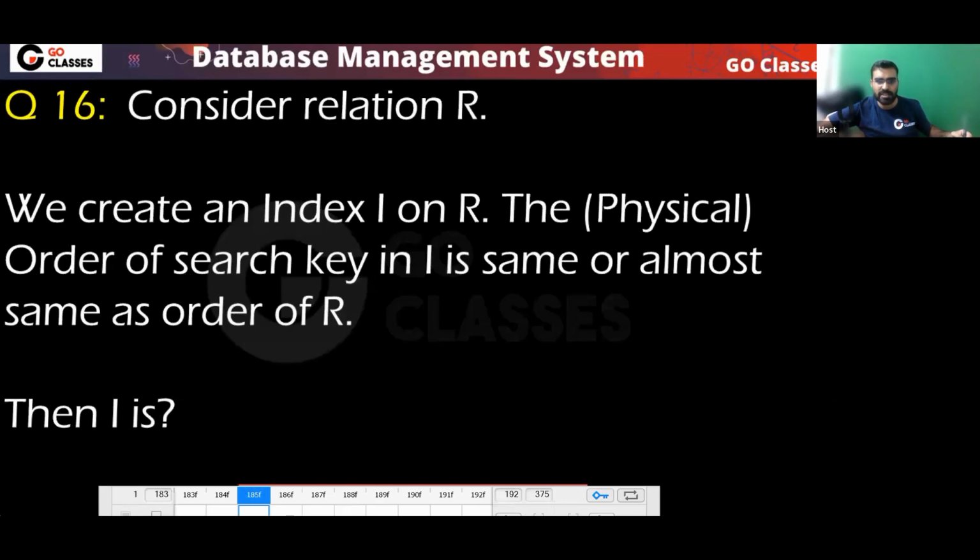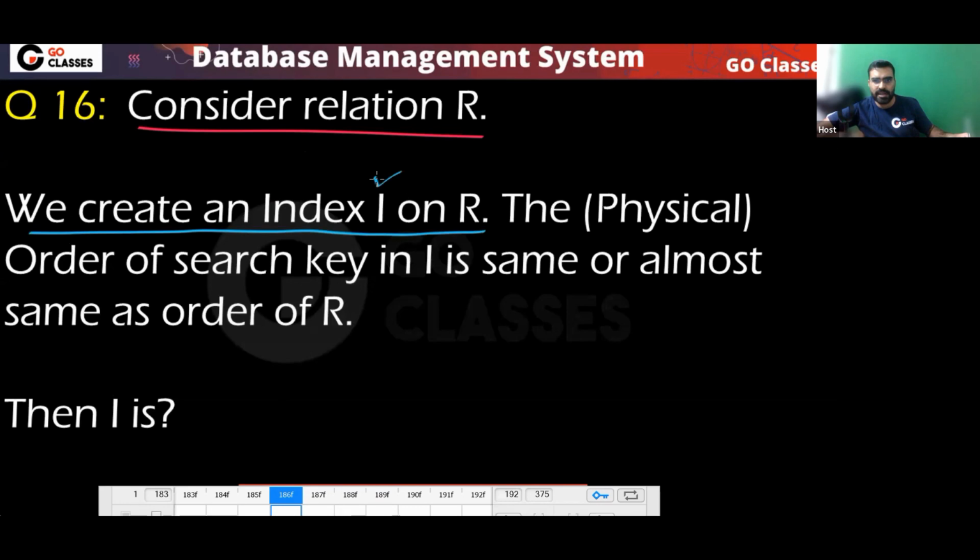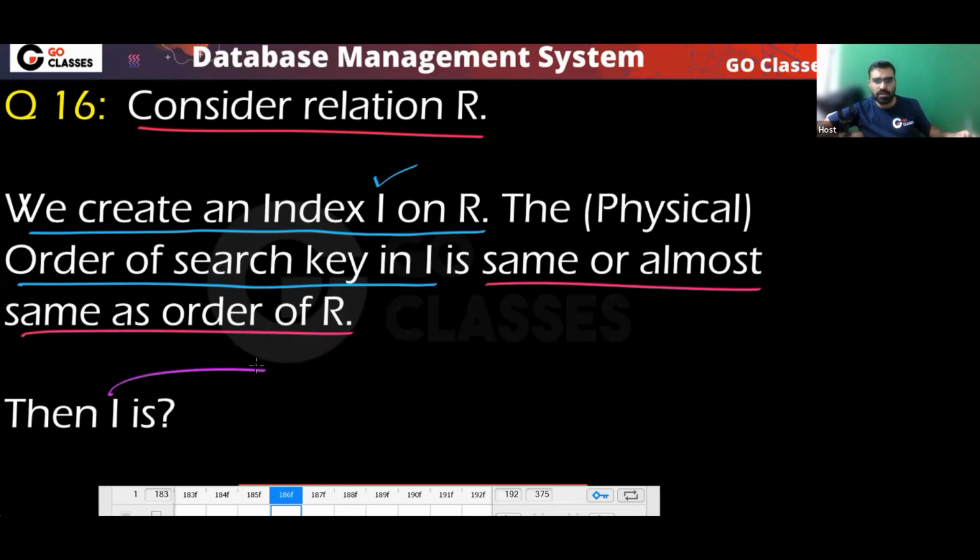Now let's see. Consider relation R. Let's assume we create an index I on R. The question is saying that the order of search key in I is the same or almost same as the order of R. Then what can you say about the index? This I can be either a primary index or a clustering index, right?